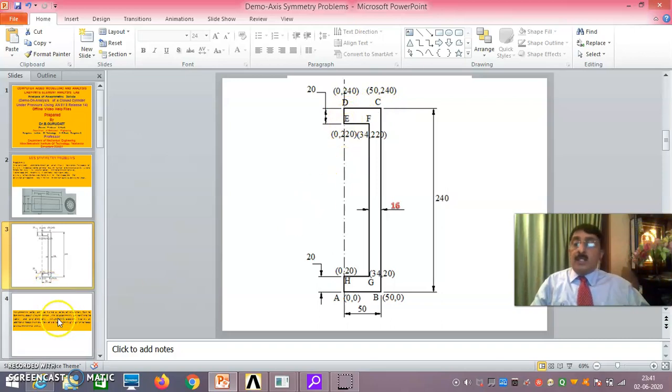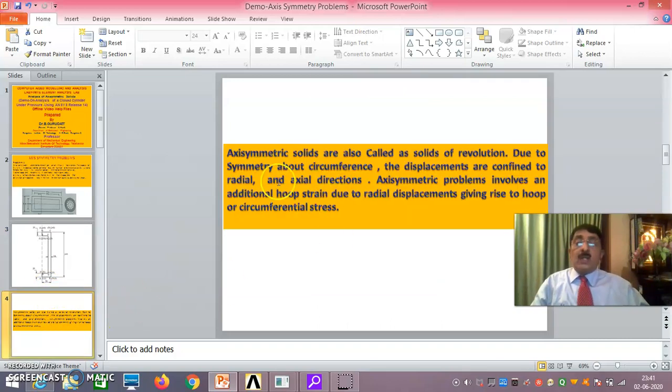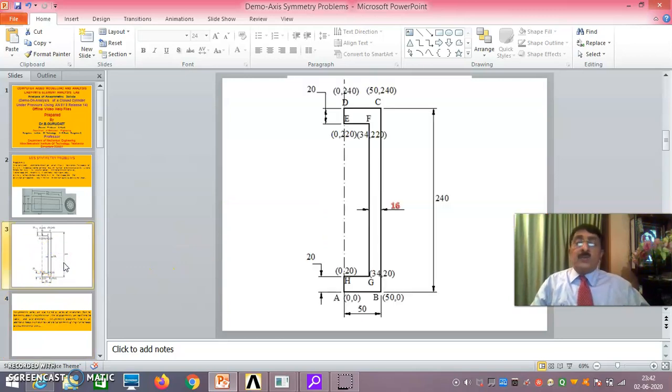That is why what you should know here is that axisymmetric solids are also called solids of revolution. Due to symmetry about the circumference, the displacements are confined to radial and axial directions. Axisymmetric problems involve an additional hoop strain due to radial displacement, giving rise to hoop or circumferential stress. This is what you should know.